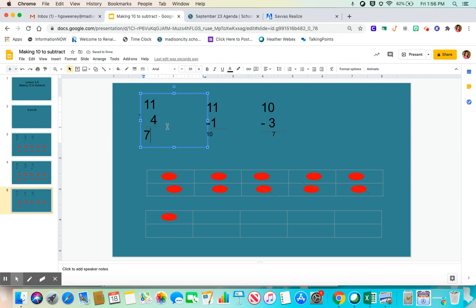All right, guys, you're going to get some more practice now in your math notebook. And this is something that is a little bit of a different strategy, but it might be an easy way for you to subtract. So go ahead and try it in your math workbook after the video.